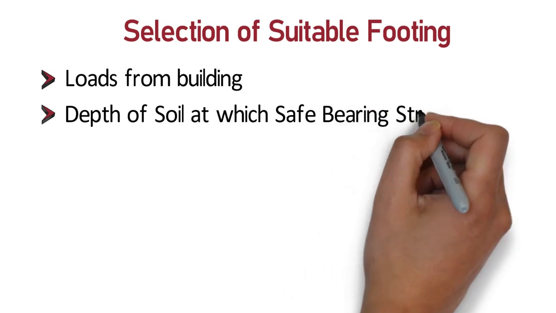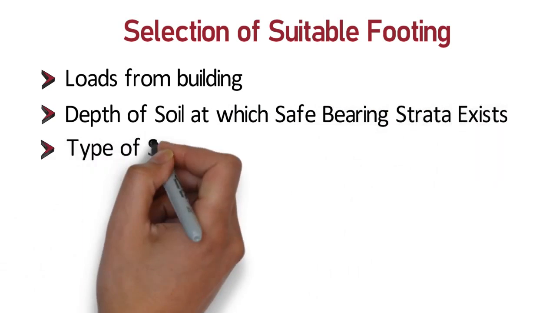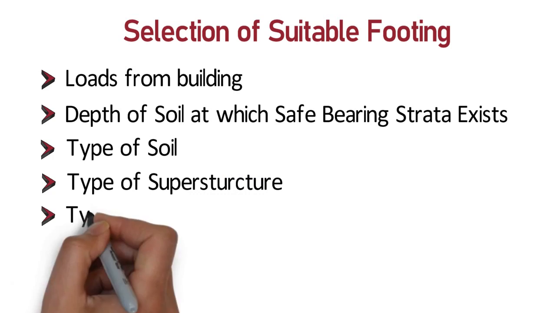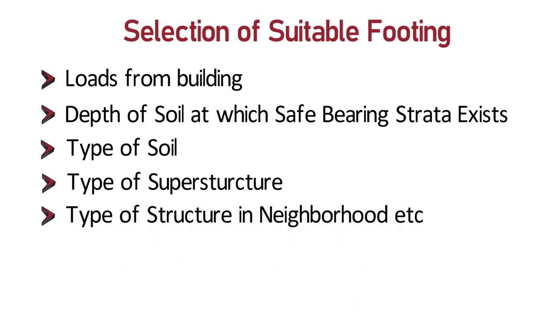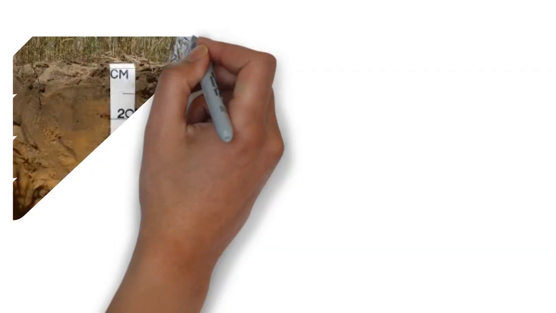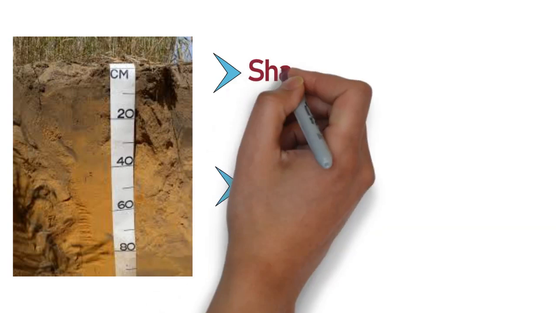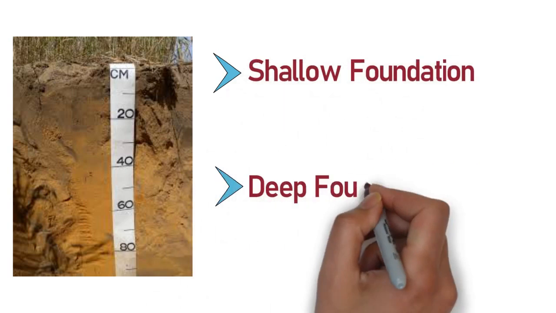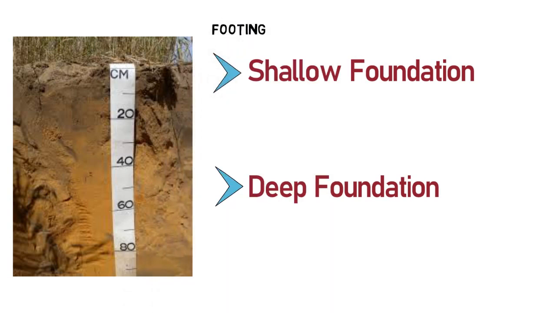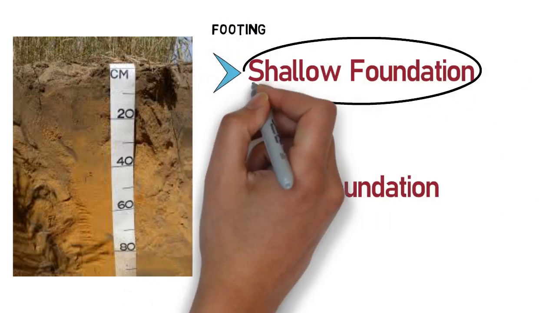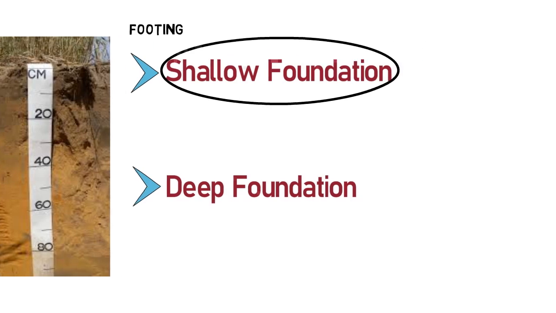Selection of suitable footing depends on many factors such as loads from building, depth of soil at which safe bearing strata exist, type of soil, type of superstructure, and type of structure in neighborhood, etc. Depending on the depth of soil in which the foundation is made, there are two types of foundations used in constructing buildings. One is shallow foundation and other is deep foundation. The term footing is generally used in conjunction with shallow foundations and not with deep foundations.